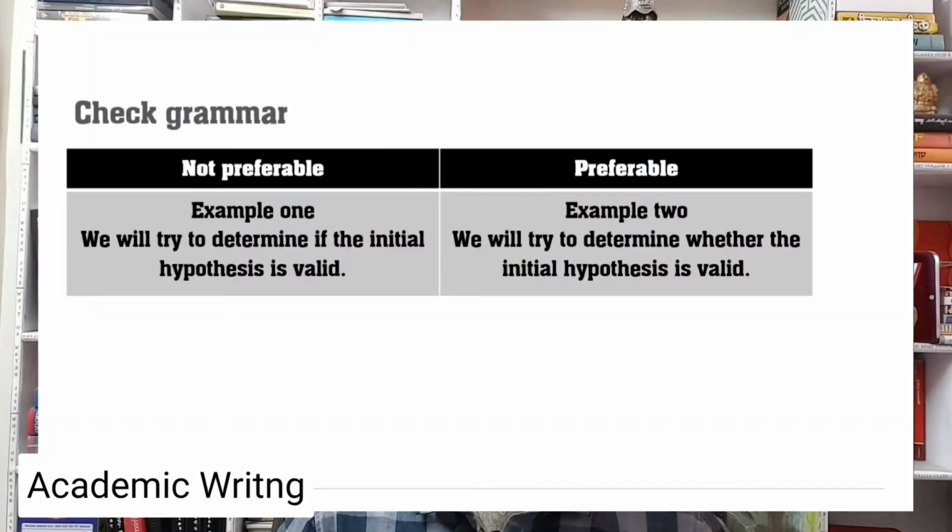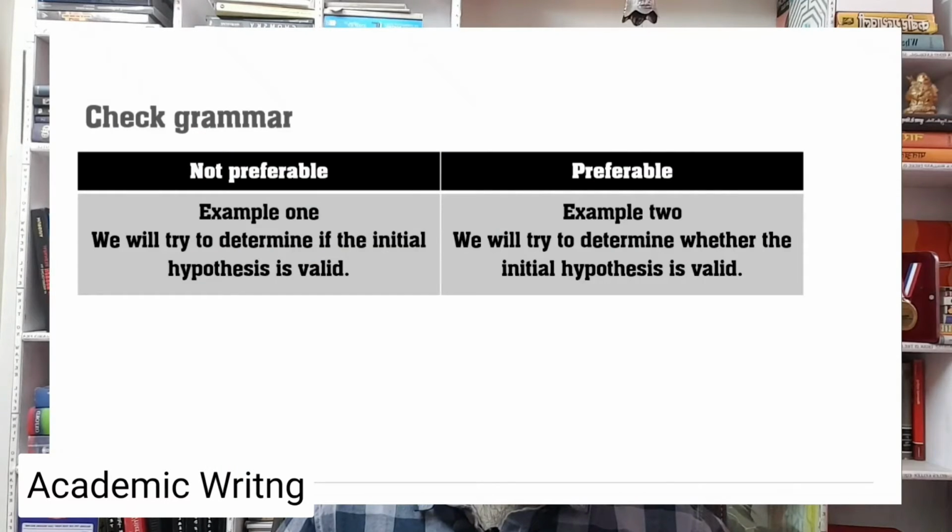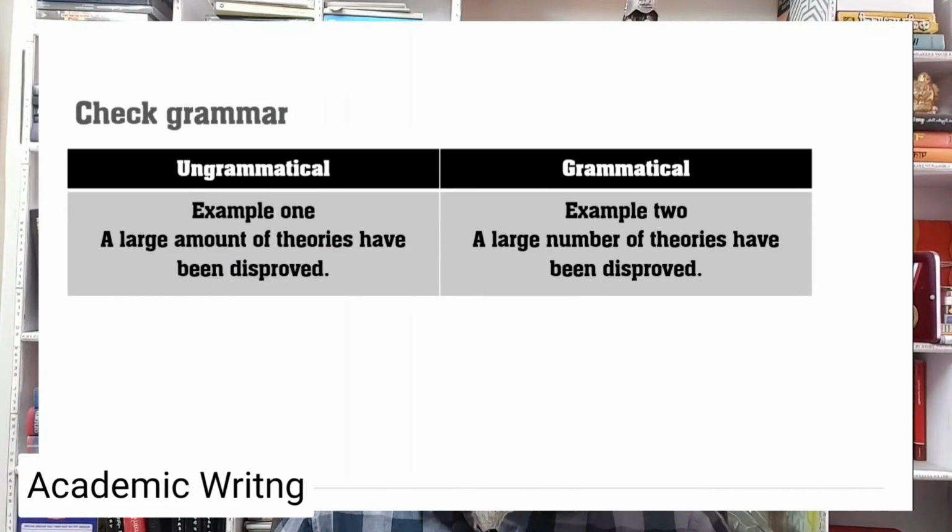Rule number 4. In this, we will see a few examples. Example 1, "We will try to determine if the initial hypothesis is valid." The preferable sentence will be, "We will try to determine whether the initial hypothesis is valid." "If" is an informal word and we will use "whether," which is more formal than "if."